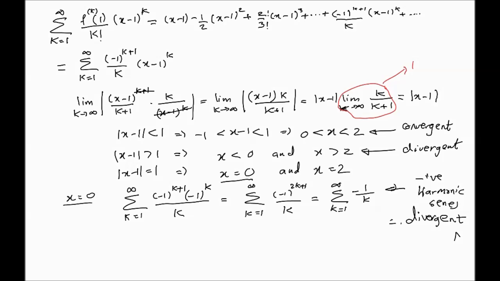So the last thing we need to check is x equals 2. We substitute that in, and the power series that comes out is (-1)^(k+1) times 1^k. I'm going to write that for you just so you can see it. 1 to the k is just 1 over k. So this results in the sum from k equals 1 to infinity of (-1)^(k+1) over k. Now that is the alternating harmonic series.